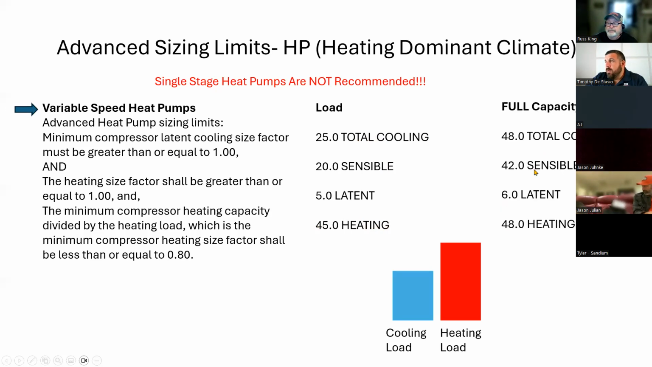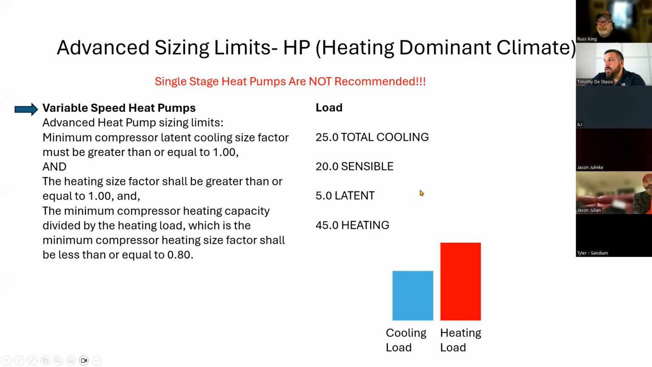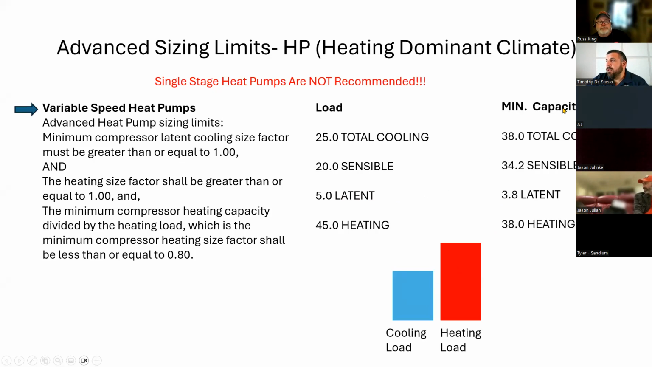Well, let me go back. Well, when it's running at full capacity, yes, we can. But the problem is that it's never going to run full capacity because our summers are not as extreme as our winters. And so we're going to end up having to look at the minimum capacity numbers of this heat pump. And when we look at that, all of a sudden our latent capacity does not meet our latent load, and we're not in compliance.